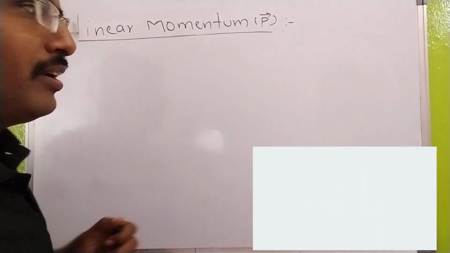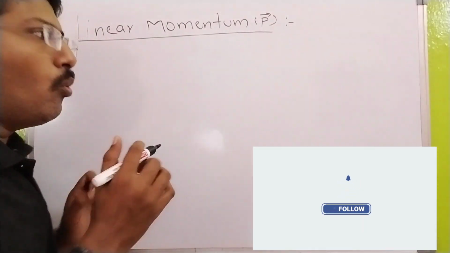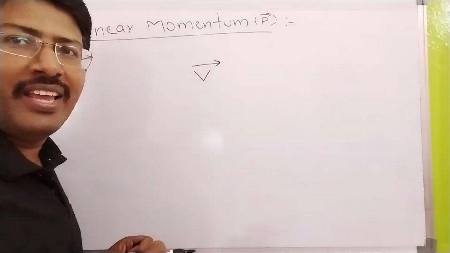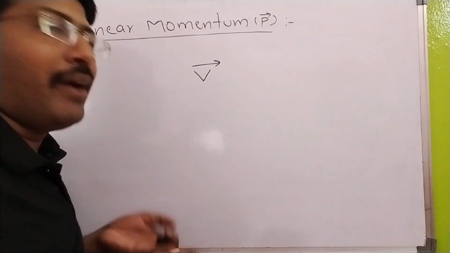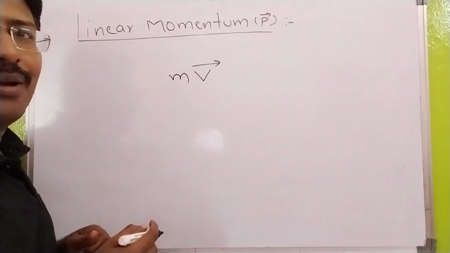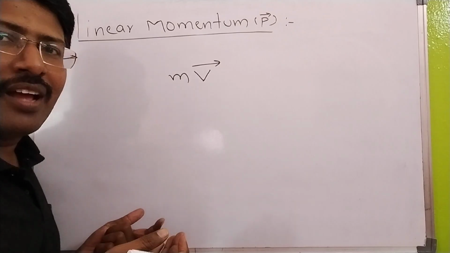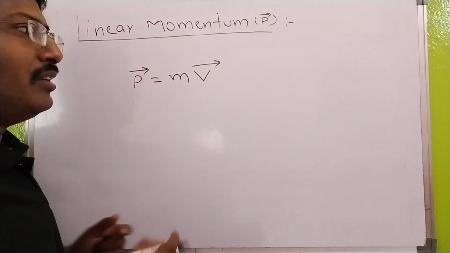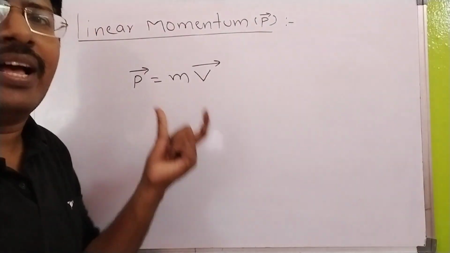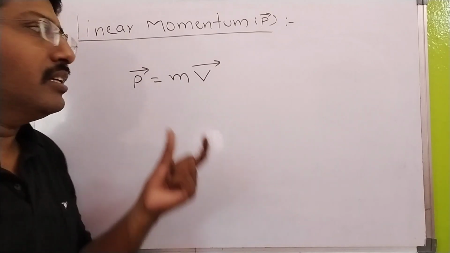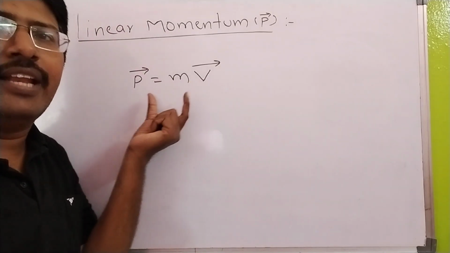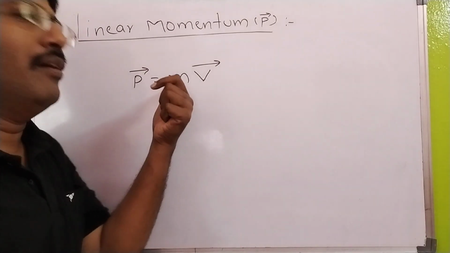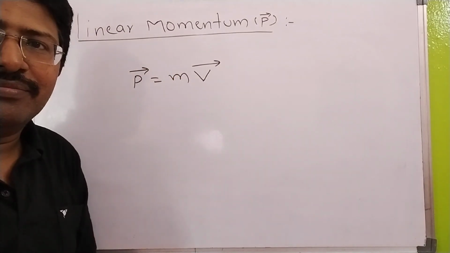See here, linear momentum means simply what I am doing here. We know the velocity vector. This is the velocity vector V bar. Now I am simply multiplying it with mass. The product of mass and velocity is called linear momentum. So linear momentum and velocity are both in the same direction. That means the velocity vector direction and the linear momentum vector direction are the same. Why? Because mass is a scalar quantity.